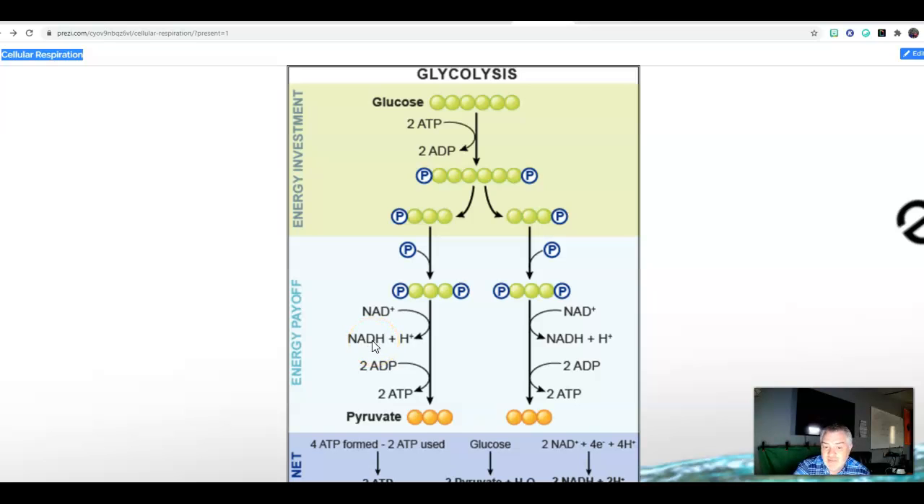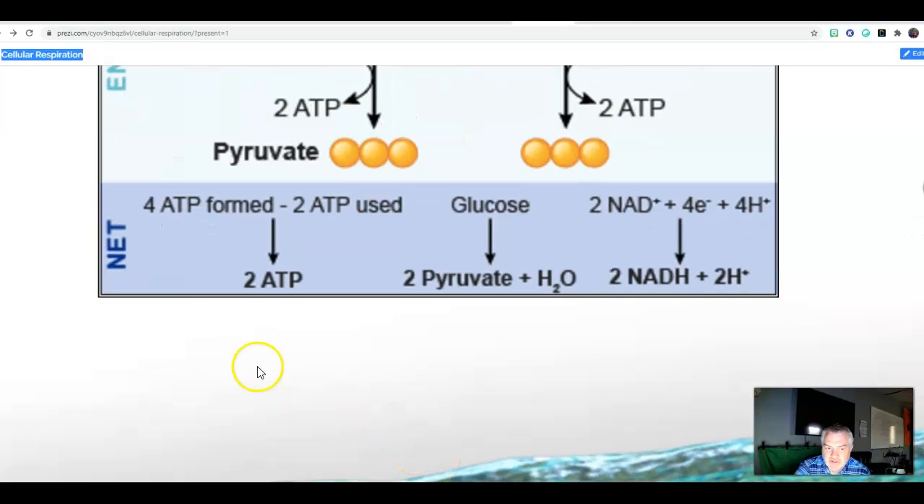And remember what I said, we can usually trace those electrons by following hydrogen. So when it picked up that hydrogen ion, it also picked up an electron, and it now has a neutral charge. And it's going to carry those electrons to the electron transport chain. Really the main thing you want to gather out of this is the end result.